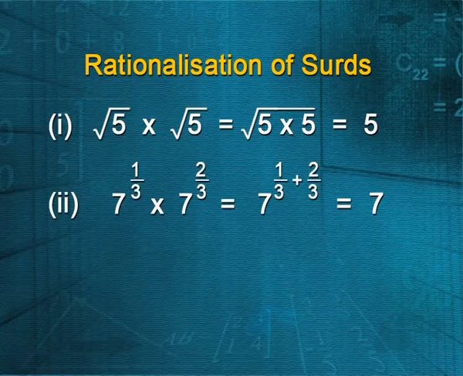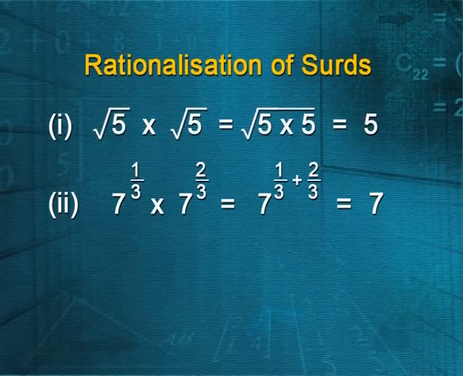7 raised to power 1 by 3 multiplied by 7 raised to power 2 by 3, which is equal to 7 raised to power 1 by 3 plus 2 by 3, which is equal to 7 raised to power 1, or 7. Now again look at the example, that you have taken two surds and the product of these two surds is a rational number. Let us see the third example.